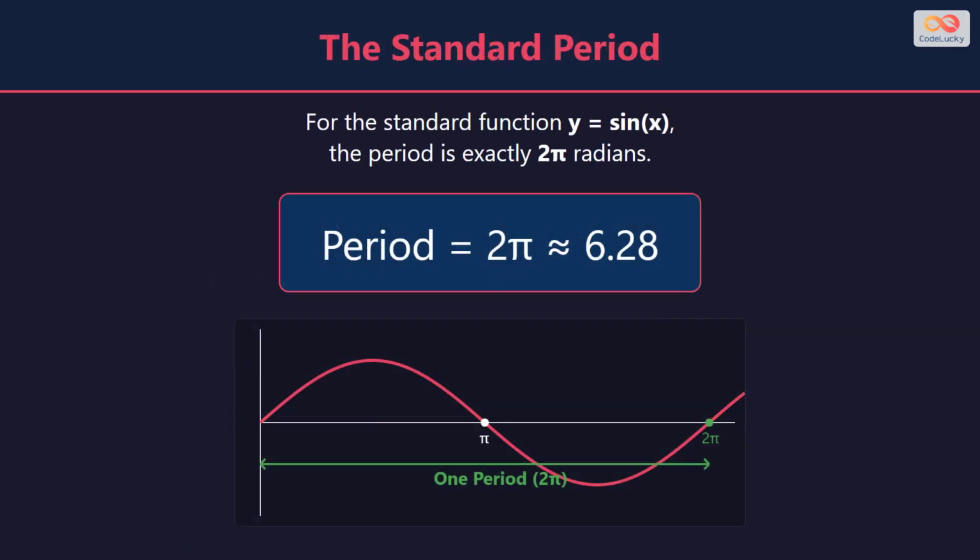For the standard sine function, y equals sine of x, the period is exactly 2 pi radians. This is approximately 6.28. This means that every 2 pi units along the x-axis, the graph completes one full pattern and starts over.